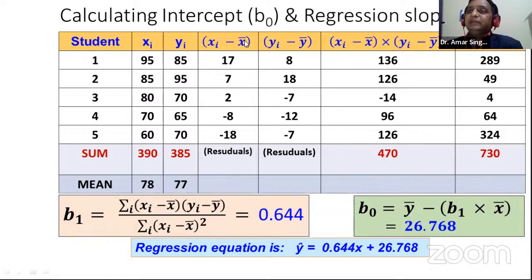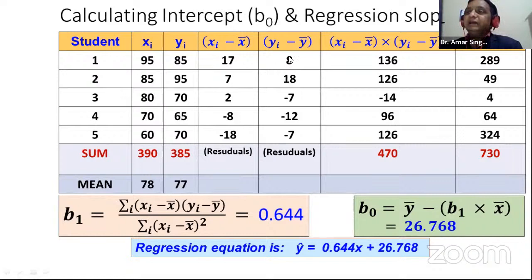Now Xi minus X mean. X mean is 78. So 95 minus 78 is 17. 85 minus 78 is 7. 80 minus 78 is 2. 70 minus 78 is minus 8, and 60 minus 78 is minus 18. So I have solved the first part of this equation.